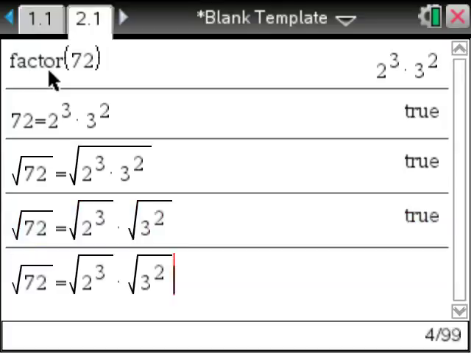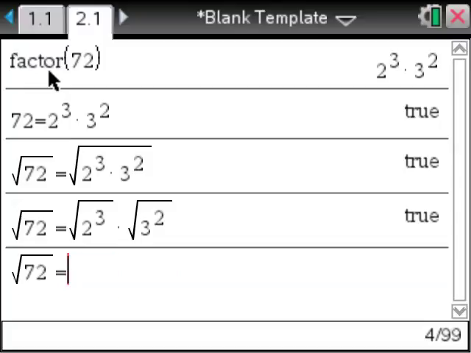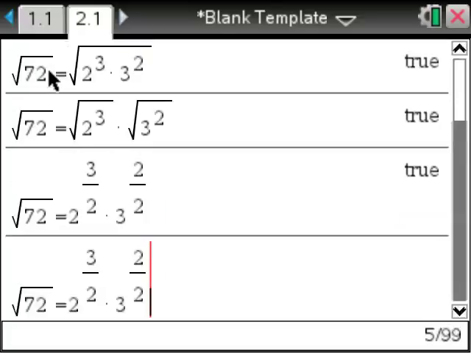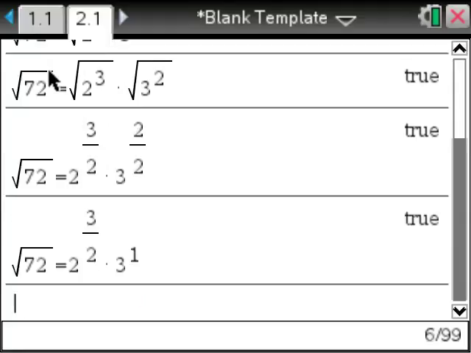I could rewrite the left hand side so that instead of it being roots, it's 2 to the power of 3/2 multiplied by 3 to the power of 2/2, and that is still true. Another way of writing that, recognizing that 2/2 is just the same as the number 1, and that is still true. And what we can do is take logs of both sides.